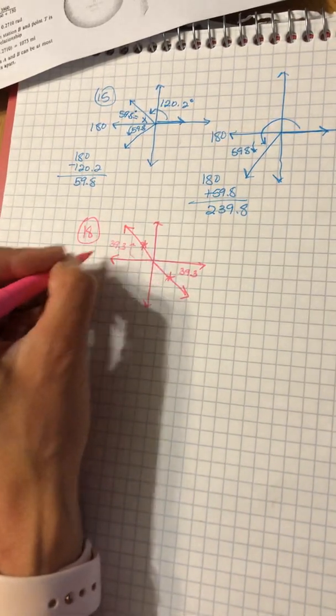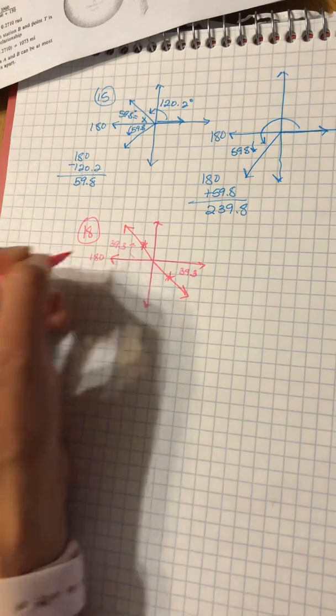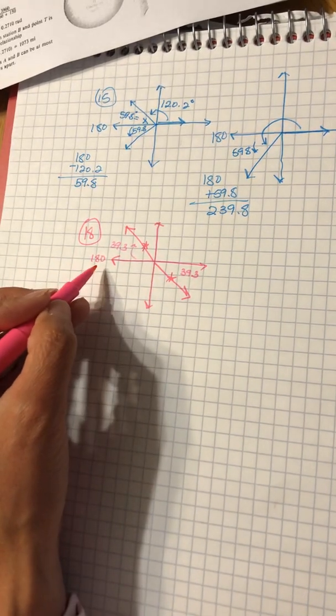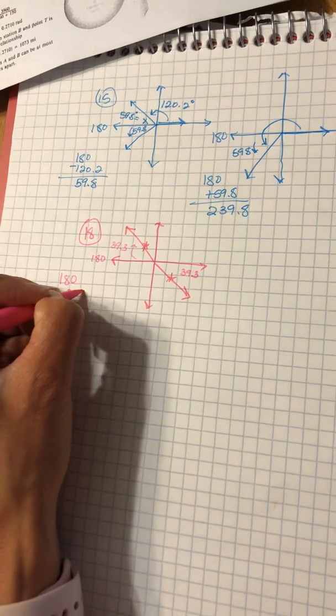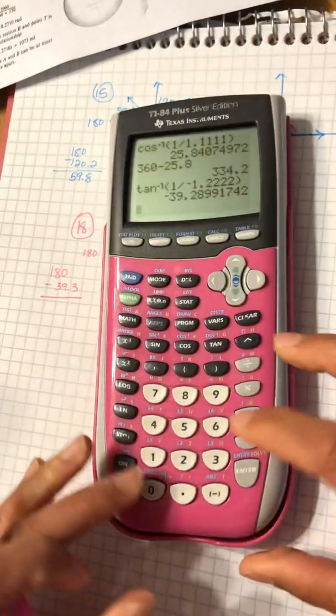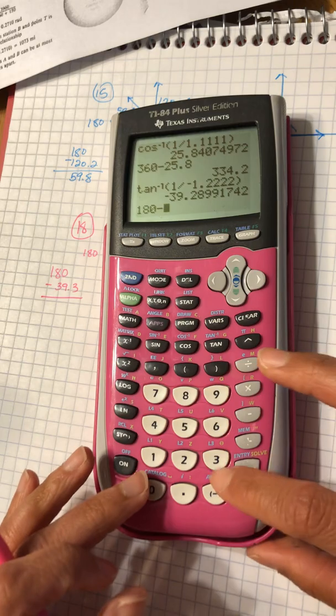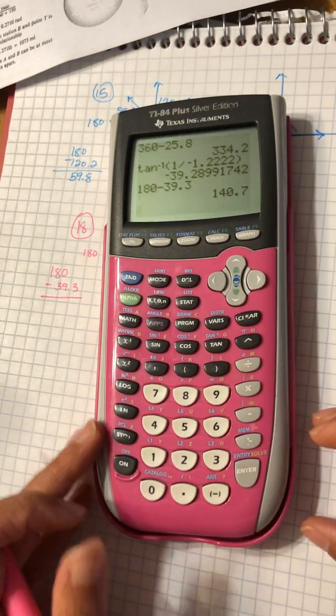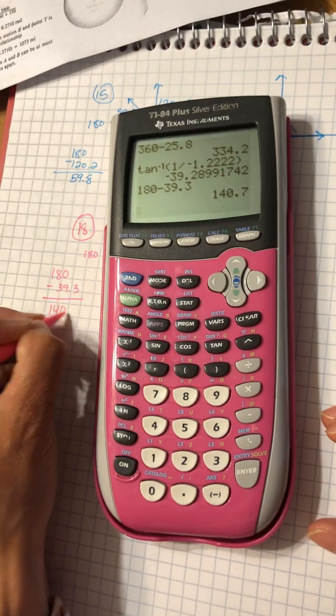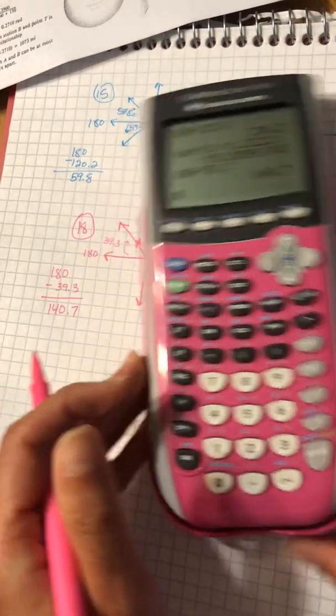So to find the one in the second quadrant, since it's 39.3 degrees away from 180, I just have to take 180 and subtract 39.3. 180 minus 39.3 is 140.7. So that's one of the angles.